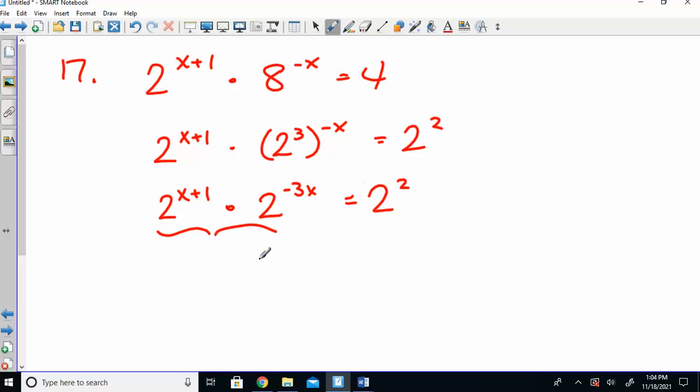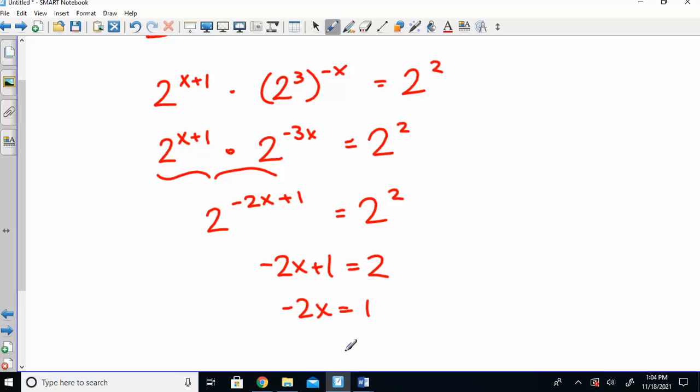So then when you multiply these, what do you need to do with your exponents? Add them. So x plus 1 plus negative 3x is negative 2x plus 1. Then if we had the same base on each side, what did we do? So the exponents equal to each other. So we have negative 2x equals 1, which means x is negative 1/2. You can always check these. It's not like the log problems. If you get an answer on these, it should work as long as you didn't make a mistake anywhere. So you can expect several common base questions on there.